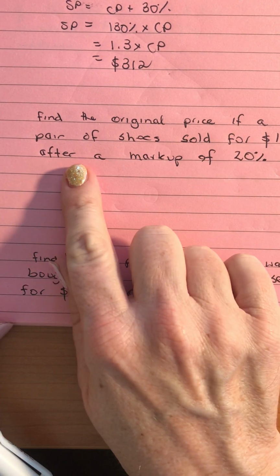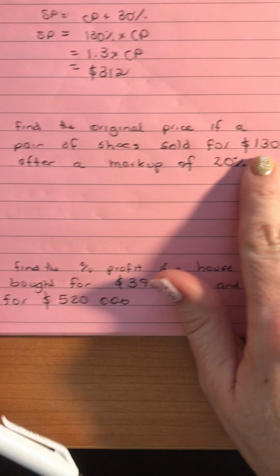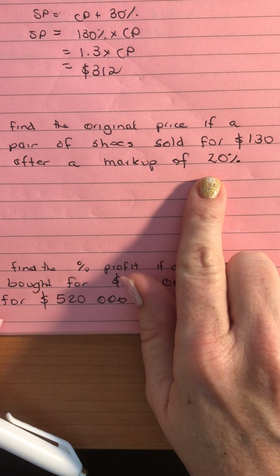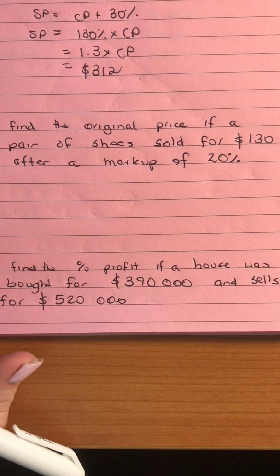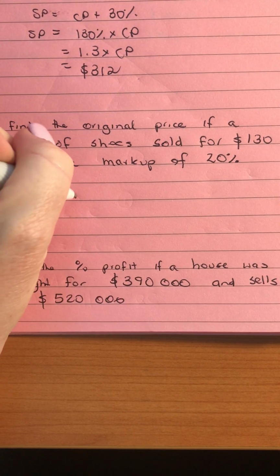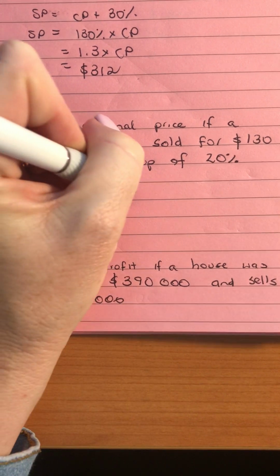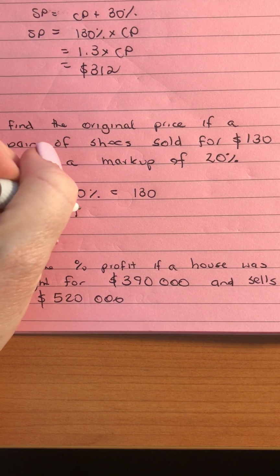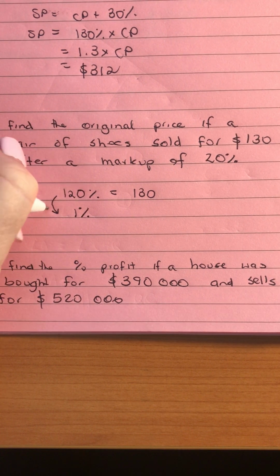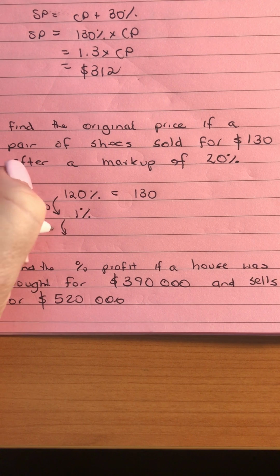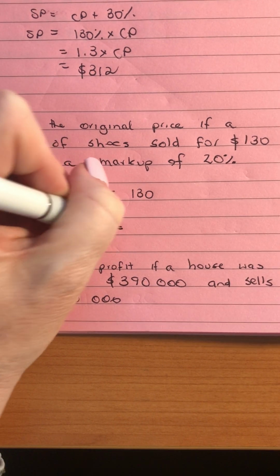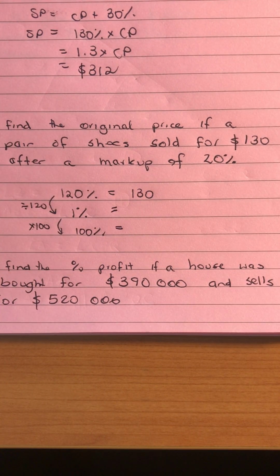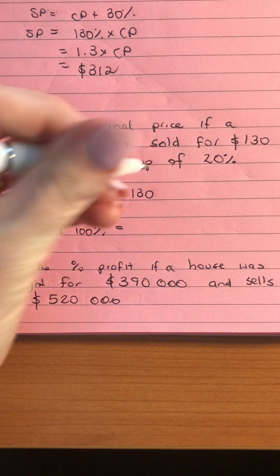Finding the original price if a pair of shoes sold for $130 after a markup of 20%. So if you've marked it up, you've added on 20%. So you've got 120% is equal to the 130. We can use what we call the unitary method and go back to what 1% is by dividing by 120, and then times by 100 to get to what 100% was, or the original price. So we can do the 130 divided by 120 and then times by 100, and we get $108.33 for that one.